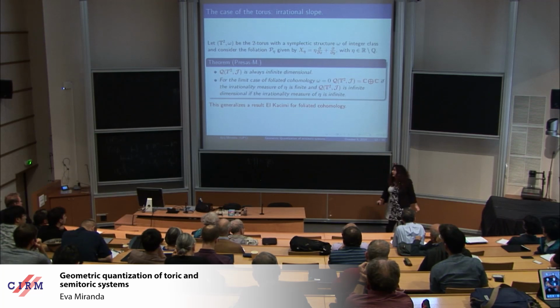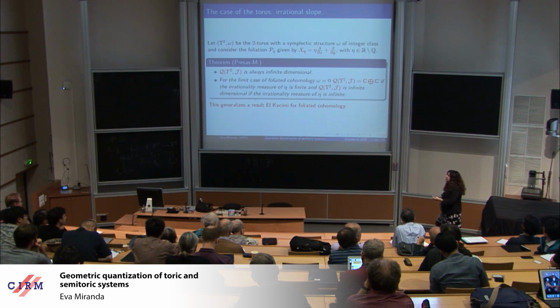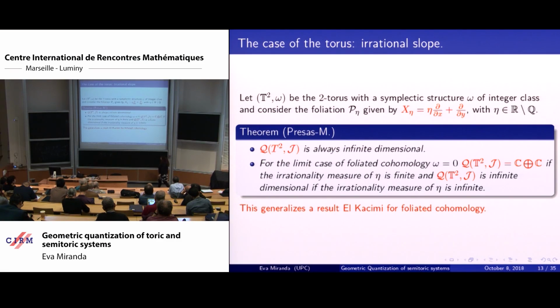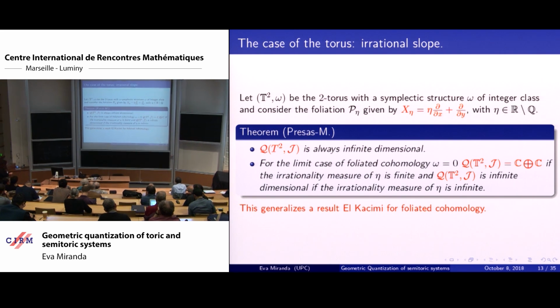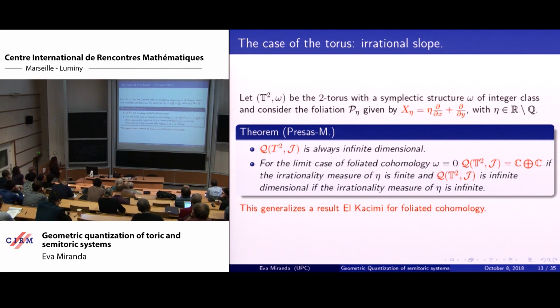In the Liouville number case, you always get infinite quantization. But if it's finite, even if the quantization is infinite dimensional, the sheaf cohomology, defining the foliated cohomology, is finite. So this improves a former result of Al-Kacchini for foliated cohomology. So this is sort of interesting from a point of view of foliated cohomology. Sometimes you make your life more difficult and you understand easier things.